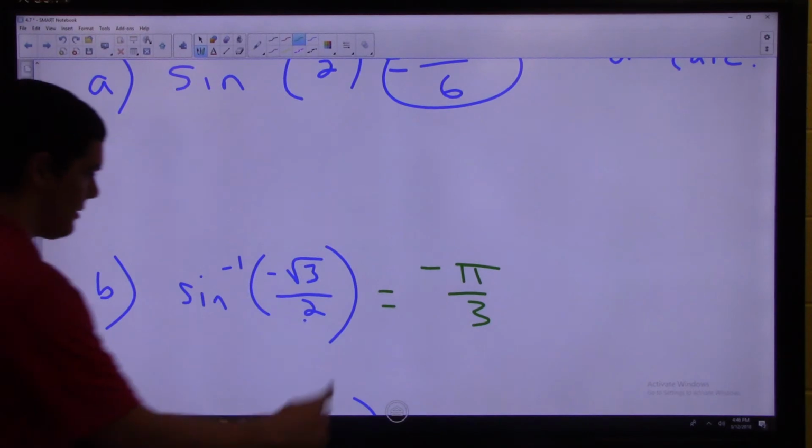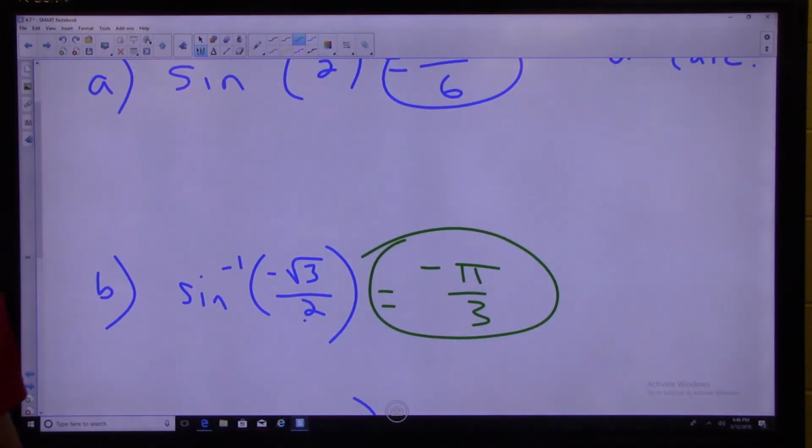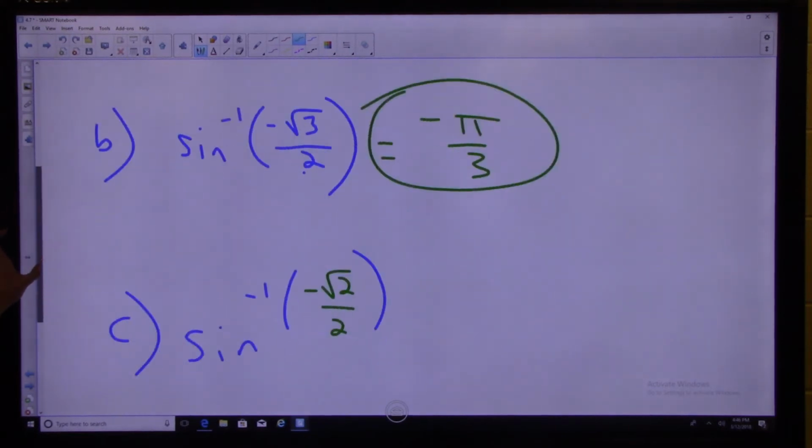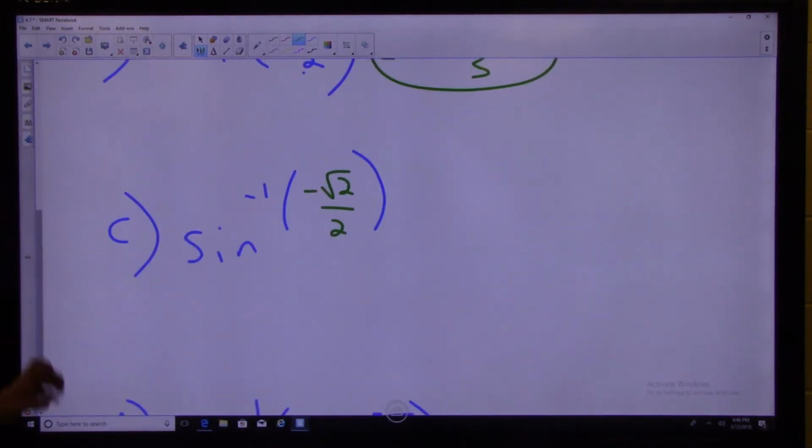Okay, that is my answer, and the only answer. Okay, let's keep it going. Let's do the next one. I'm just going to keep flying through these. This one should be a little bit quicker since we did that last one. So the inverse sine of negative square root of 2 over 2.